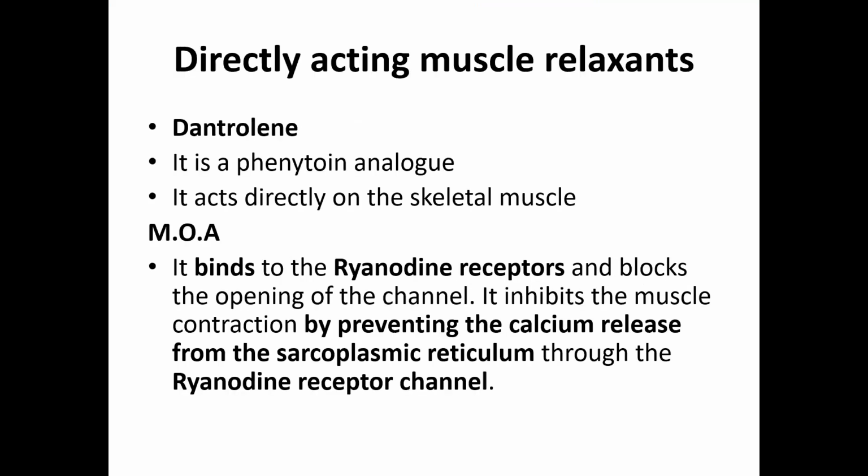And coming to the drug that is directly acting on the muscle. Directly acting muscle relaxants, the example for this is dantrolene. It is a phenytoin analog and it acts directly on the skeletal muscles. The mechanism of action of dantrolene is that it binds to the ryanodine receptors present on the sarcoplasmic reticulum and blocks the opening of the channel. It inhibits the muscle contraction by preventing the calcium release from the sarcoplasmic reticulum through the ryanodine receptor channels.